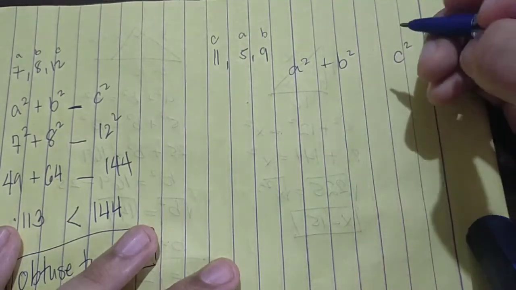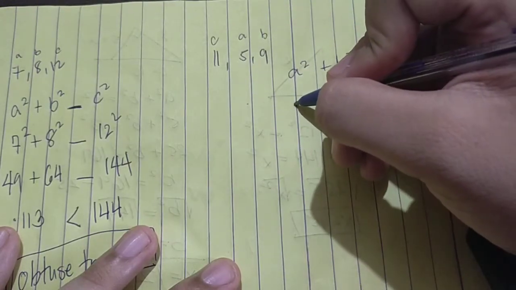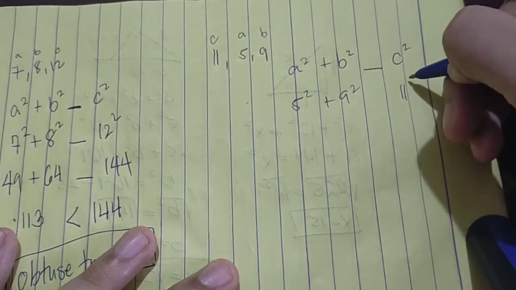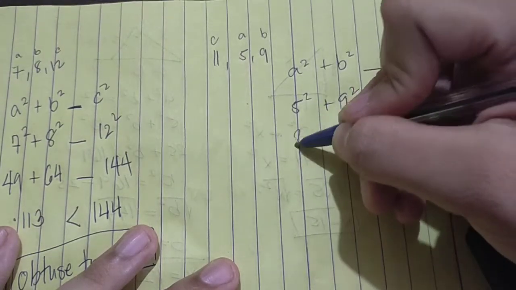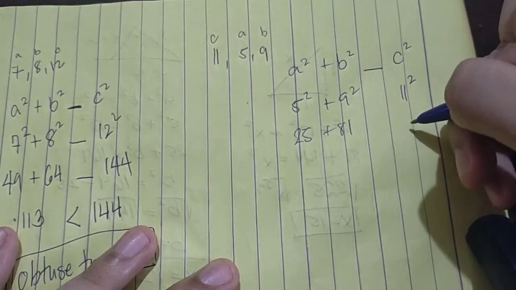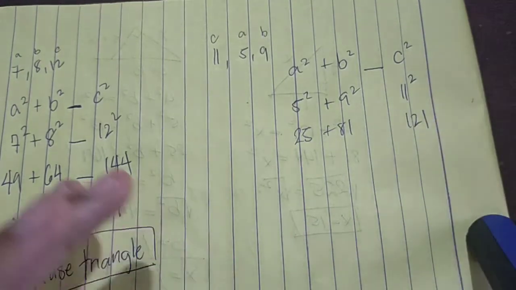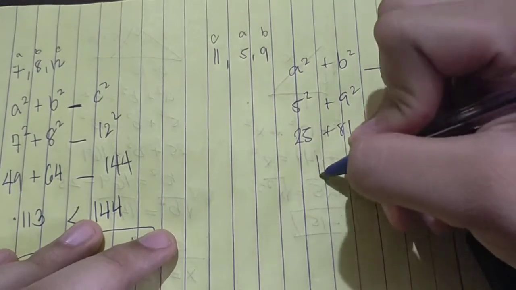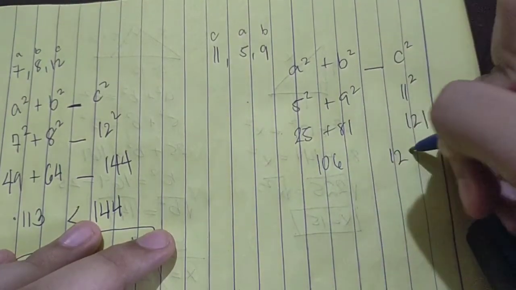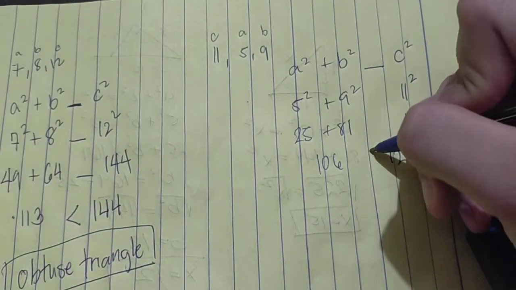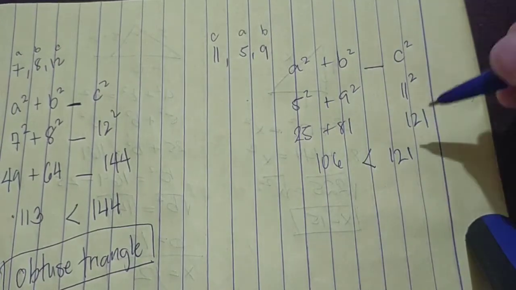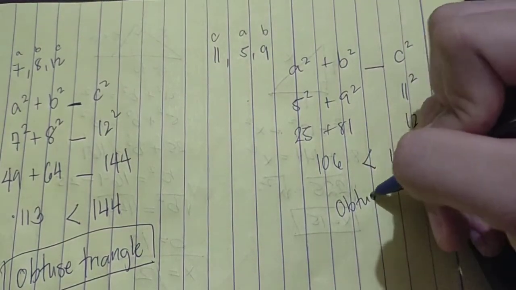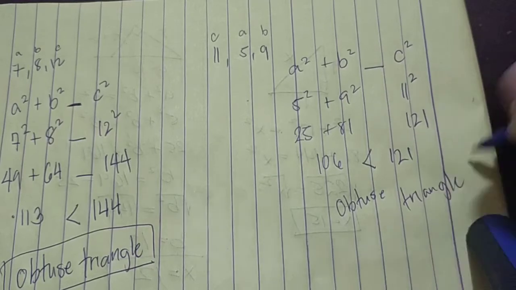So, A squared is 5 squared plus 9 squared, and we're going to compare it with 11 squared. So, simplify: 25 plus 81 and 121. We're going to add. 25 plus 81 is 106. We're comparing it with 121. So, again, 121, which is the square of C, is still greater than 106. So, we will have an obtuse triangle.